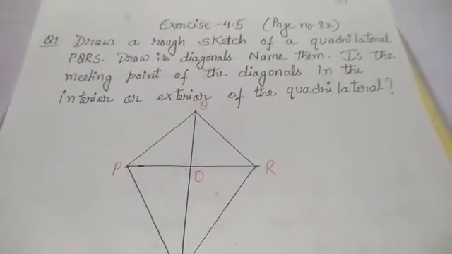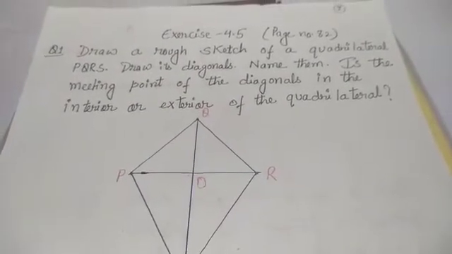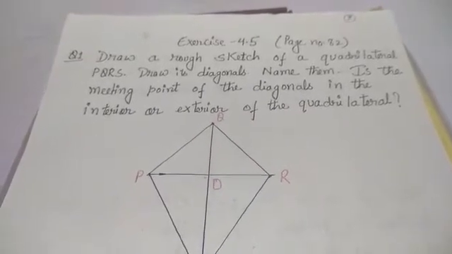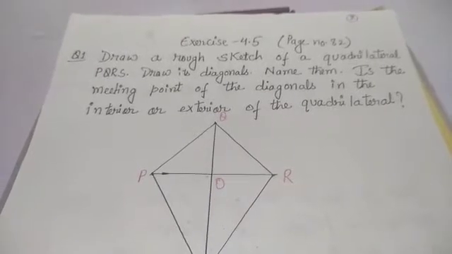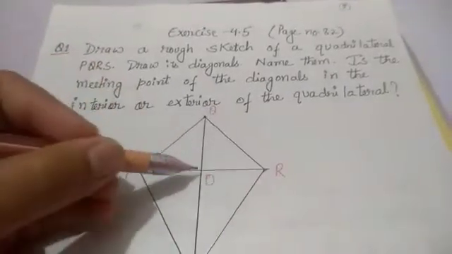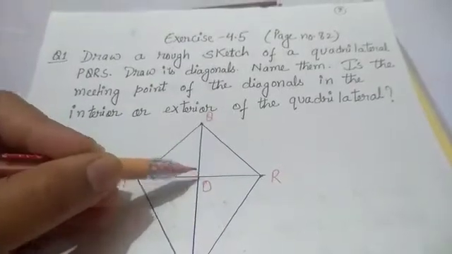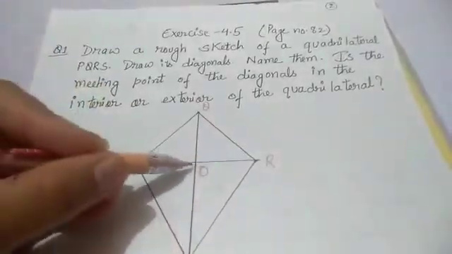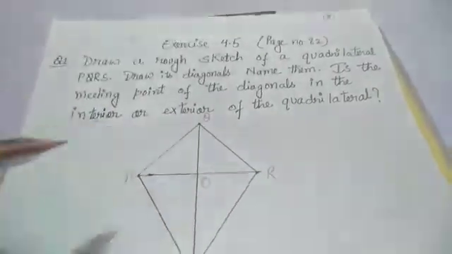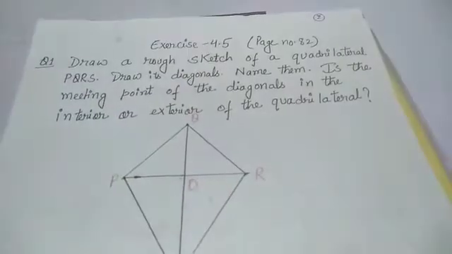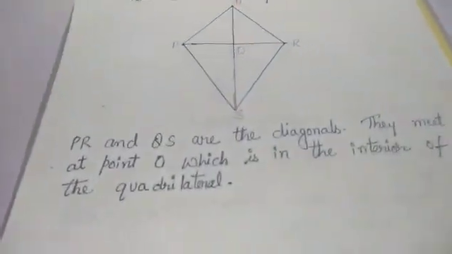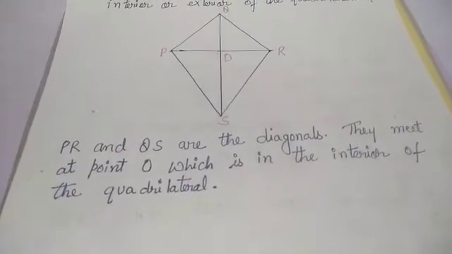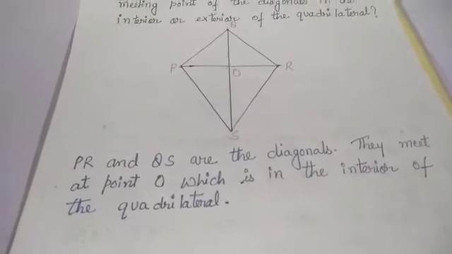Is the meeting point of the diagonals in the interior or exterior of the quadrilateral? What you have to answer, the meeting point means intersection point of these diagonals is in the interior or exterior. You can see the meeting point is O of the diagonals, diagonal QS, diagonal PR, and their meeting point is O, which is in the interior of the quadrilateral. You can see here PR and QS are the diagonals. They meet at the point O, which is in the interior of the quadrilateral.